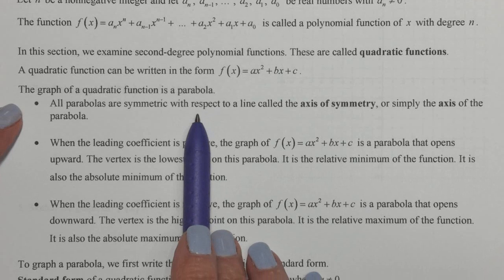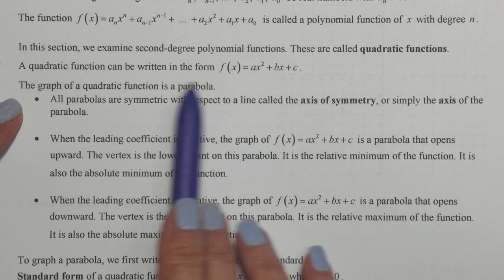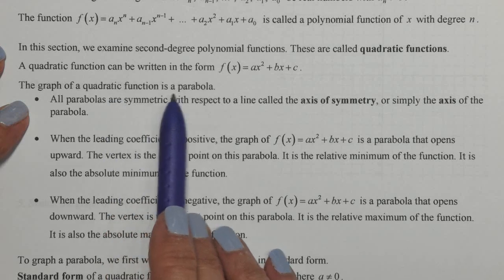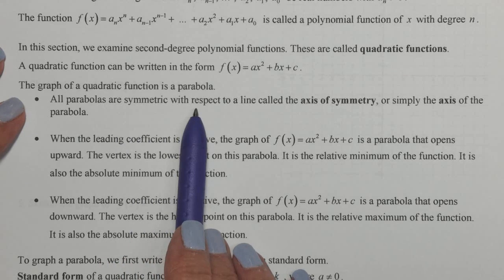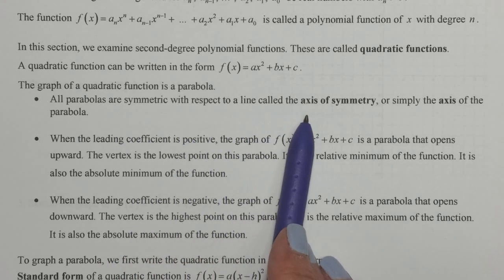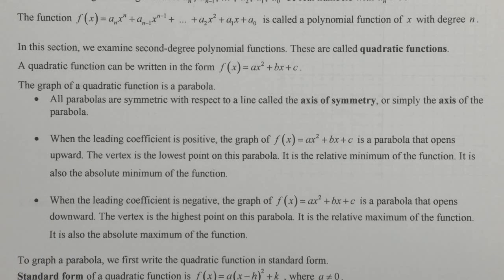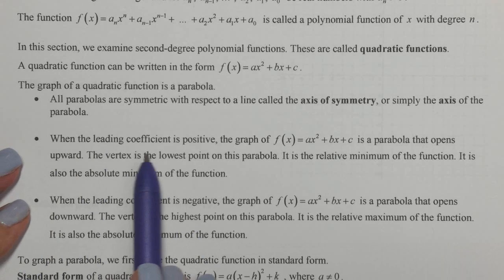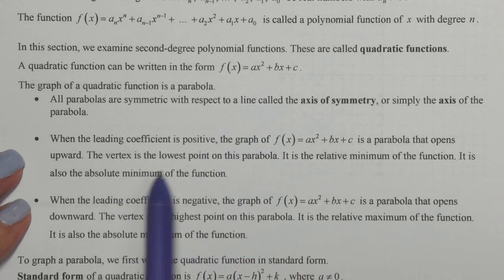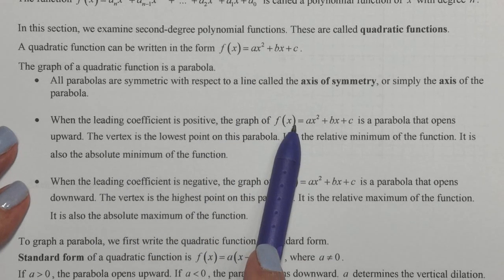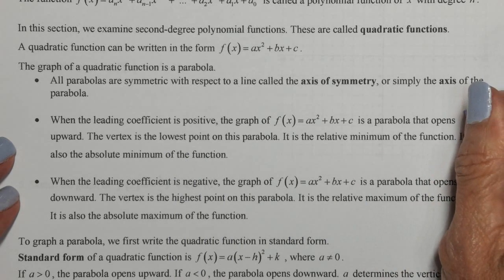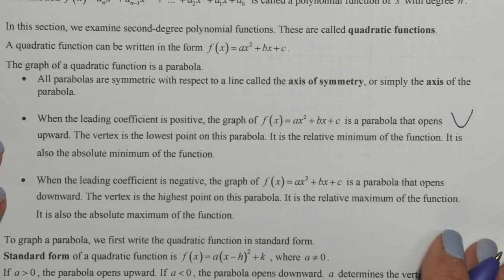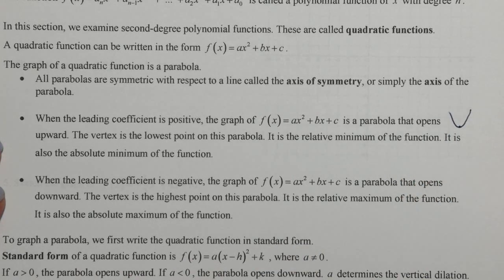Here's some information about quadratic functions. The graph of a quadratic function is always a parabola. All parabolas are symmetric with respect to a line called the axis of symmetry, or simply the axis of the parabola. When the lead coefficient, this a, is positive, then the graph is a parabola that opens upward. The vertex is the lowest point on that parabola. So if your parabola is opening upward, the vertex will be the lowest point on that parabola.